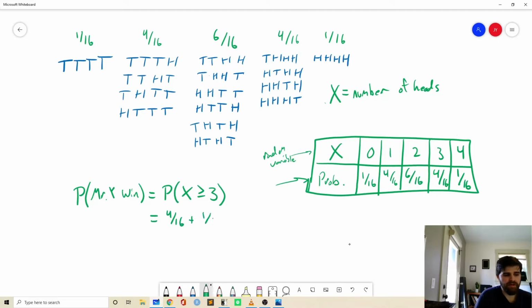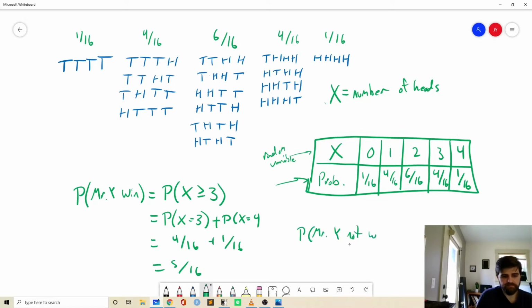plus 1 out of 16. If we really wanted to be real picky with our notation, this is equal to the probability that x equals 3 plus the probability that x equals 4. Just to be really, really clear with our work here, we can show every single step. So you can see the probability that I'm going to win this is 5 out of 16, which means the probability that I don't win, aka I lose, is going to be the complement to that, 1 minus 5 out of 16, which is of course 11 out of 16.